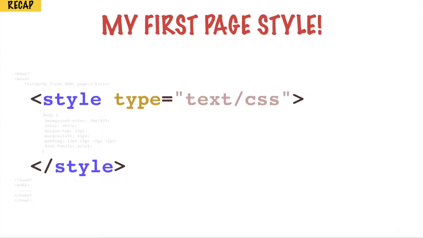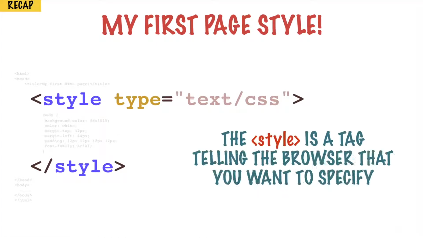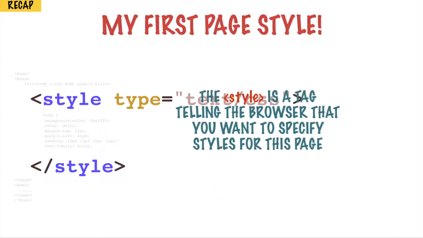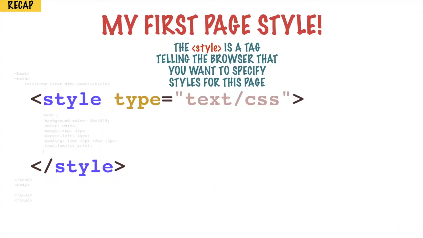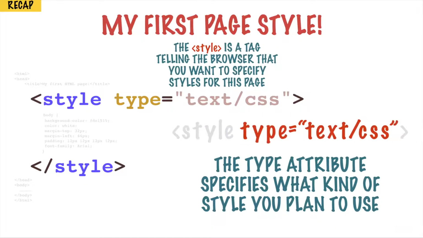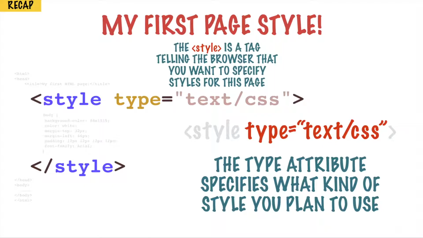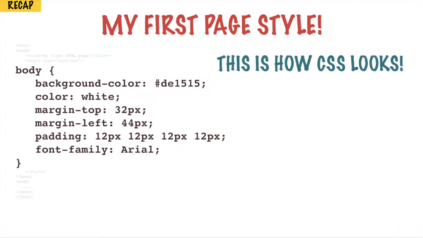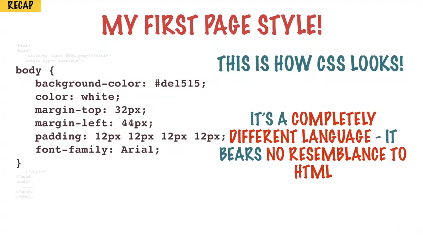This was a style element in the HTML where we specified that the type was text/CSS. Again, style is a tag that told the browser that we were specifying styles or rules that governed this particular HTML page. The type attribute specified what kind of styles we plan to use. In this instance, as is almost invariably the case, we were using text/CSS styles. We also created a few simple styles and these dramatically changed how our HTML page looked.